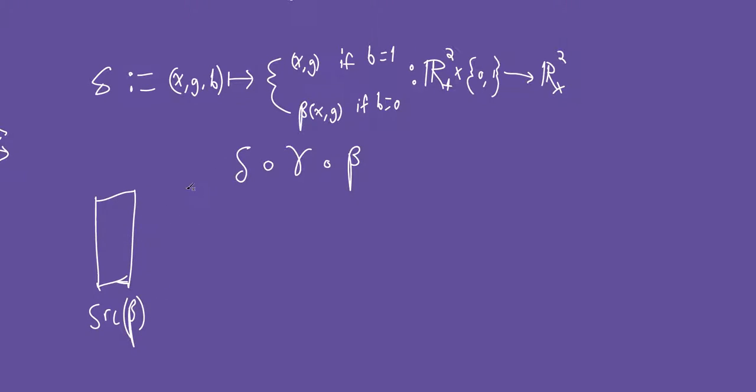It takes a bunch of objects to the target of beta. But the important thing to note here is that this is the condition of composition. This is what makes a composition legal. I can do gamma compose beta like this only if the target of beta equals the source of gamma.